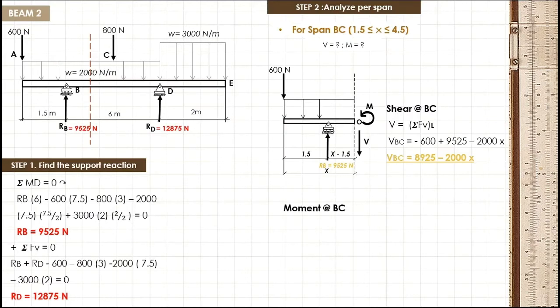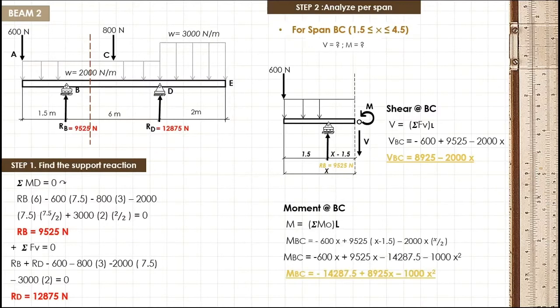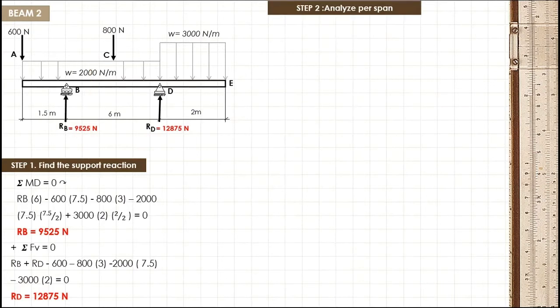Now for the moment at BC, we have M is equal to the summation of moment considering the loads at the left side of our section plane. So if we simplify it, we will now have negative 14,287.5 plus 8,925 multiplied by x minus 1000 multiplied by x squared. We can now move our section plane between span C and D.